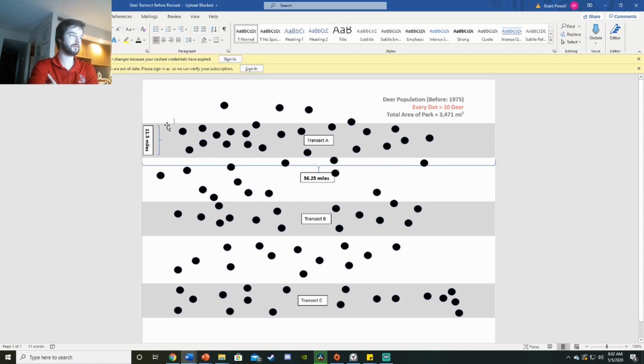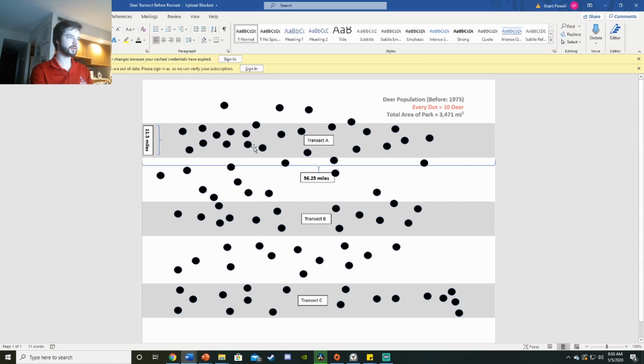Then to do your sample count, you've done these before, but if you're still confused, all you have to do is once you get that number, you're going to find the area of each transect. Each transect has the same area, which is standard. So once you do this math the first time, that's all you need. The width of each transect is 11.5 miles. The length is 56.25. All you need to do is count the number of dots in here, multiply that number by 10 to get your total.